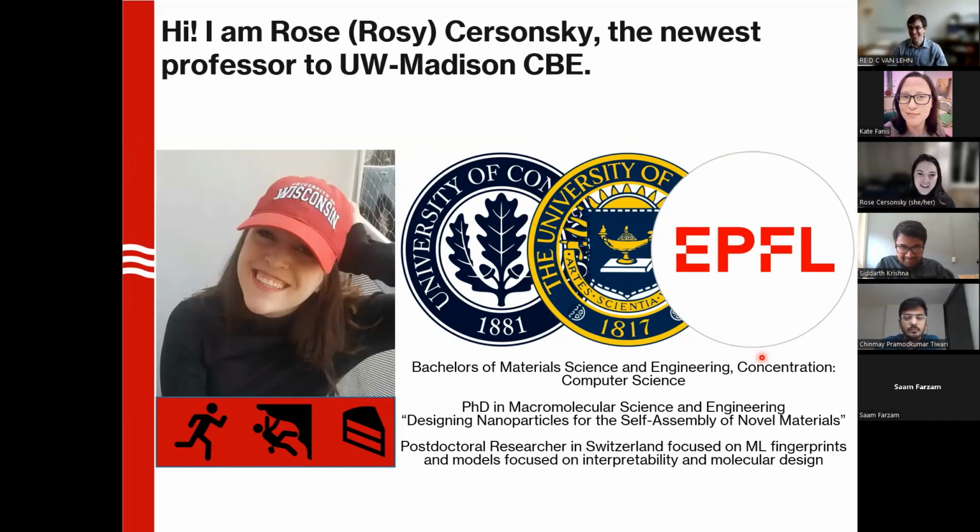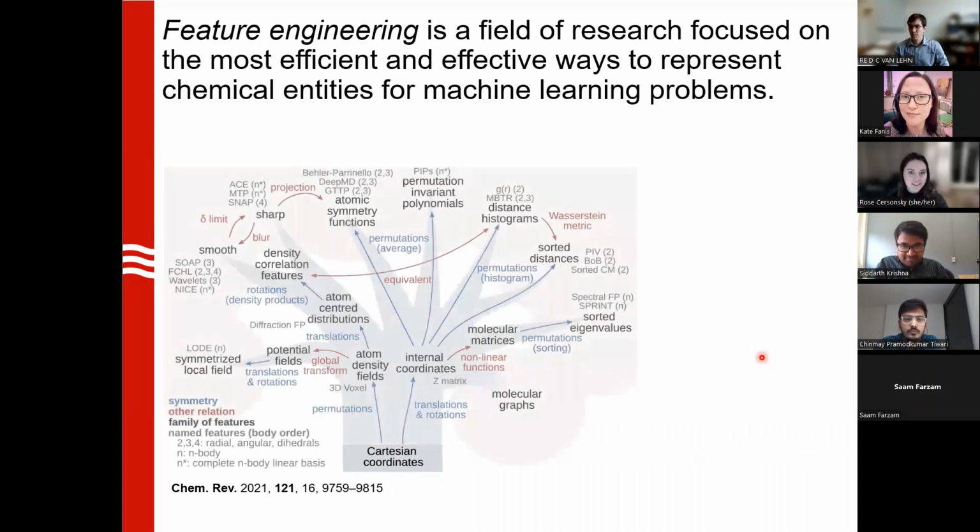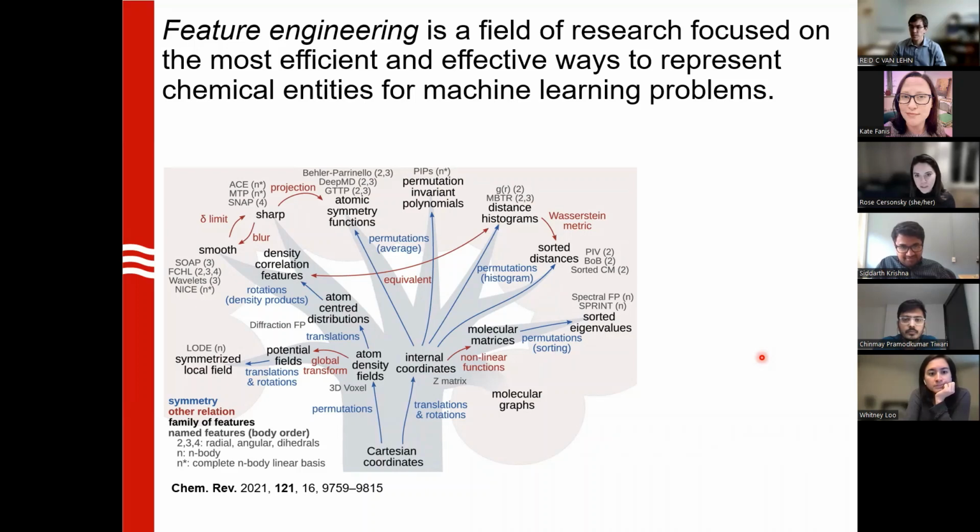So I'll talk to you a little bit today about what my group does. We focus on an entire field called feature engineering. It's a field of research that's focused on the most efficient and effective ways to represent chemical entities for machine learning problems. If you think about it, chemical entities, atoms, molecules, particles, whatever, they start as Cartesian coordinates. And simply looking at atoms, there's been this entire explosion of different ways to represent atoms, for different sorts of machine learning, whether we want to learn things like vectorial quantities like dipole moments, or we want to learn energies.